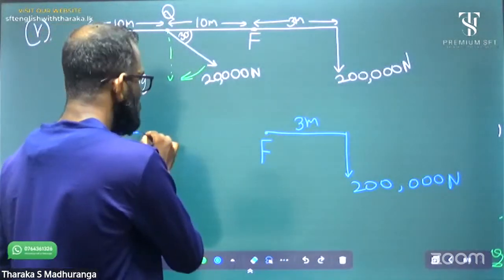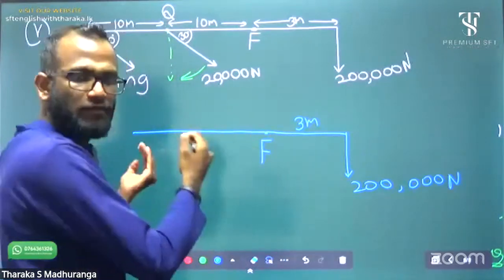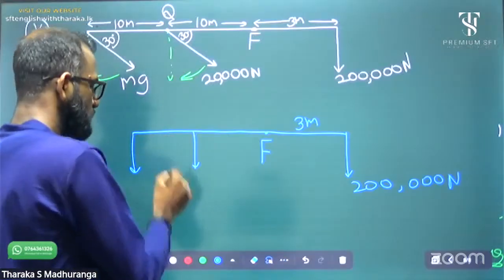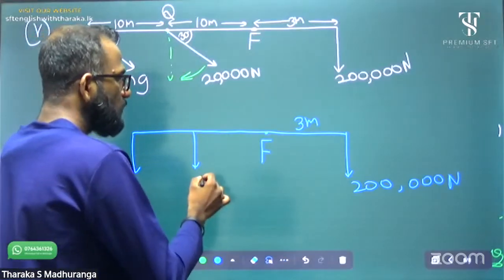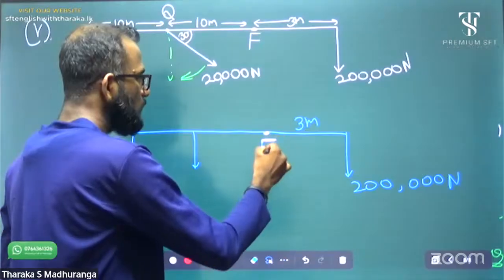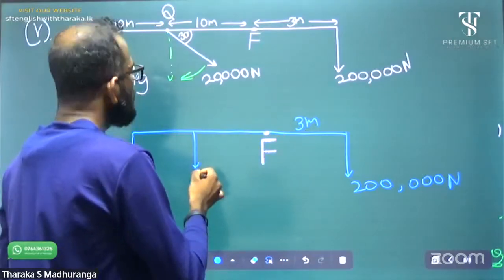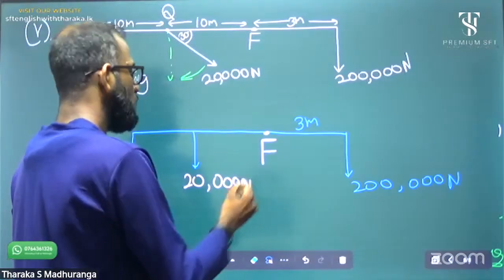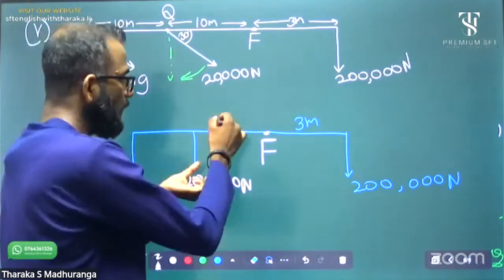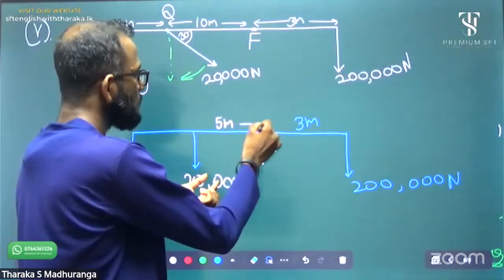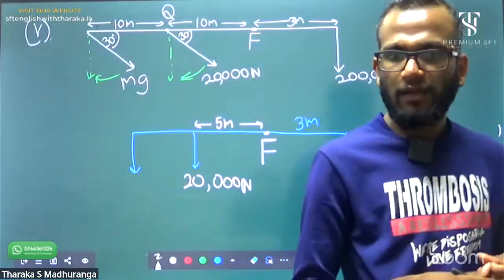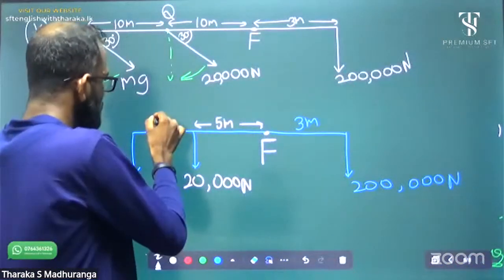Take only a 10 meter distance on the left side, and this is the rotating point. This is the 20,000 force, and this is perpendicular. The 20,000 is perpendicular, but the length is 5 meter. Right? And this is another 5 meter.